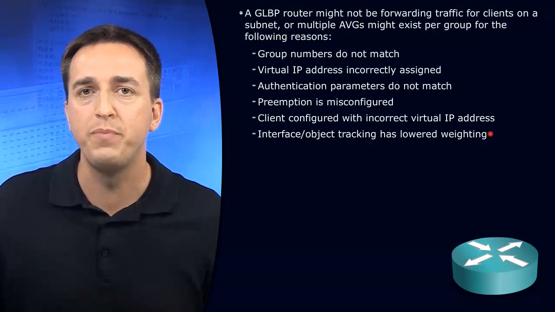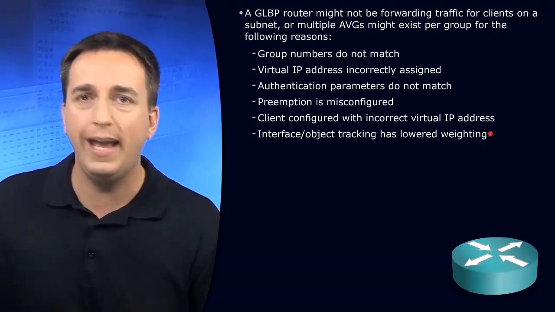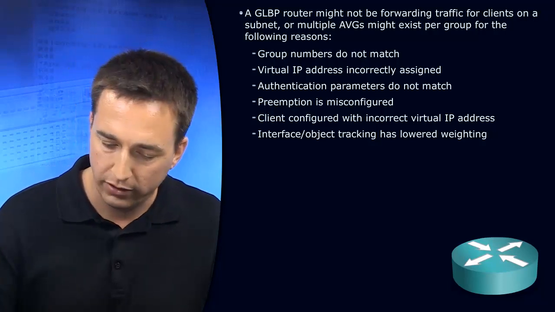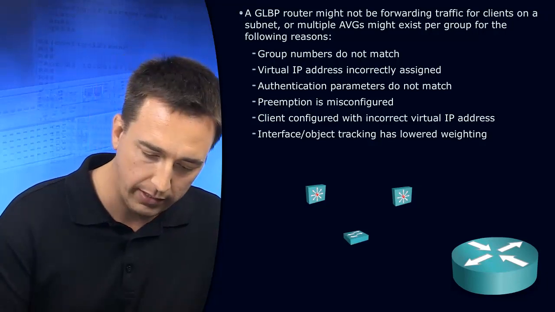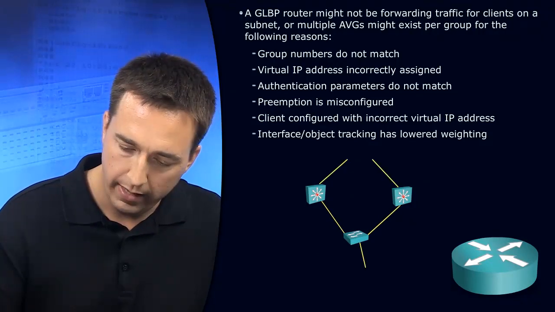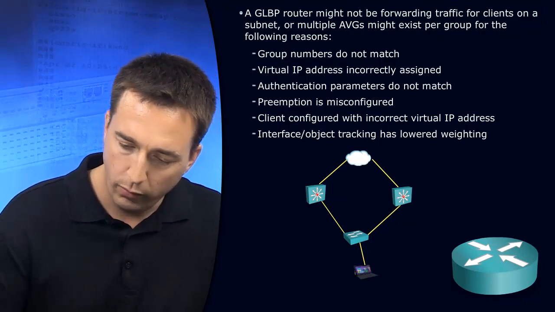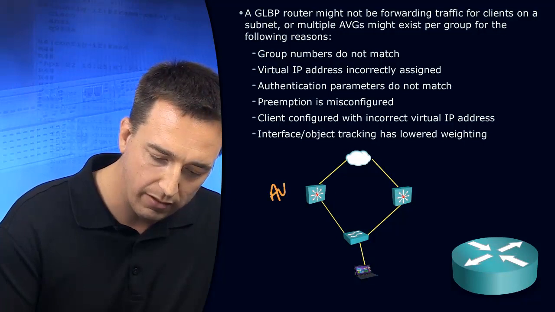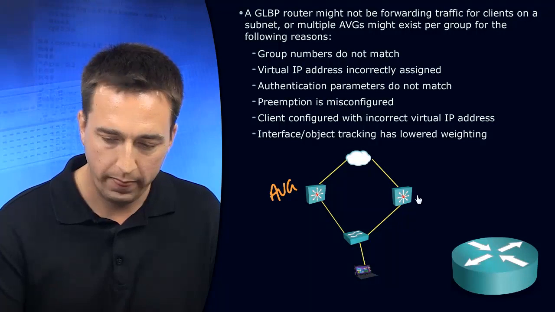But here's something I want you to realize. With object tracking with GLBP, it's not for the AVG. It's not for the AVG at all. Let me draw you a picture here. We're going to just put 2 routers in our group. That's it, just 2 of them. All right. Now, what I want you to realize here is that right now, this router is going to be the AVG. And this is simply the standby AVG right here on the right-hand side.